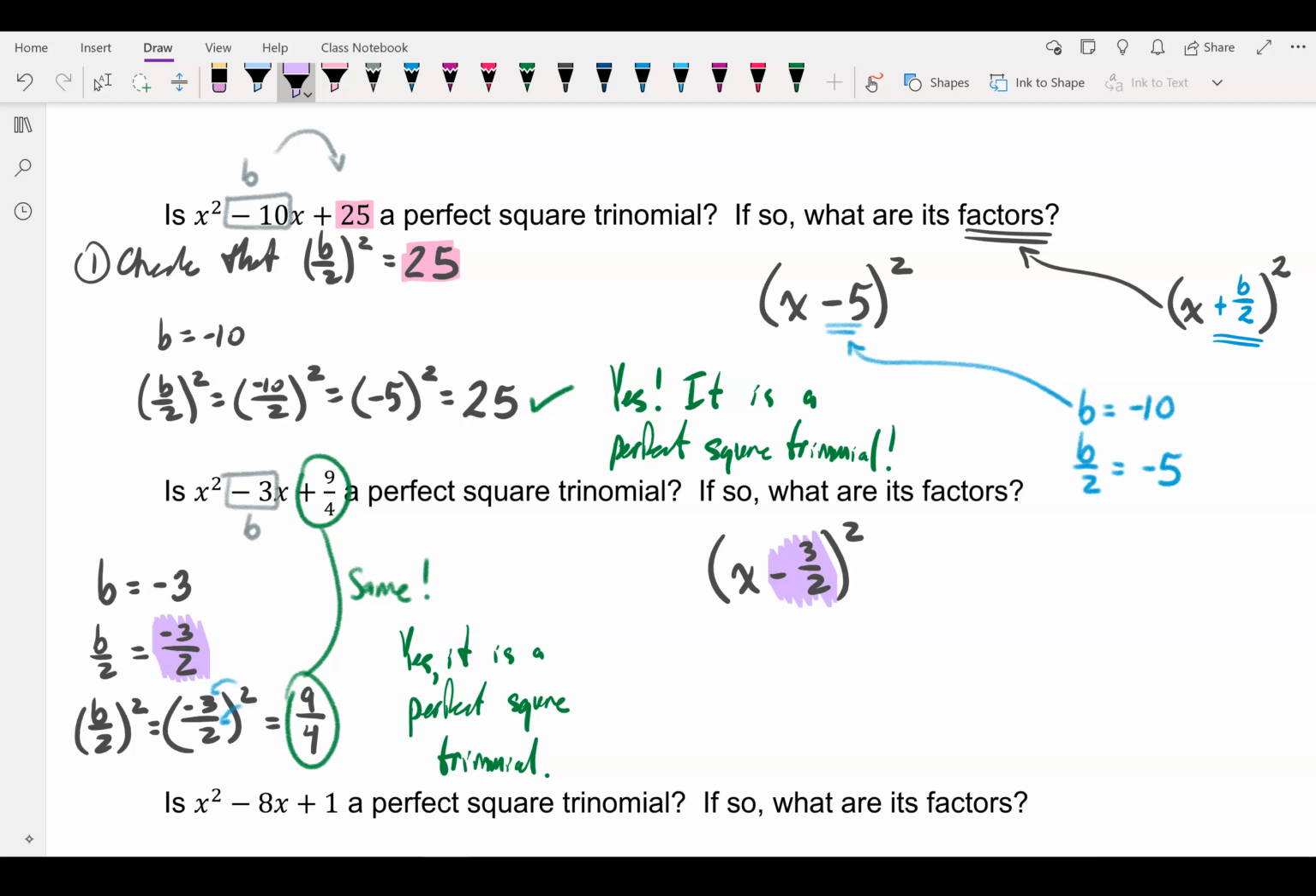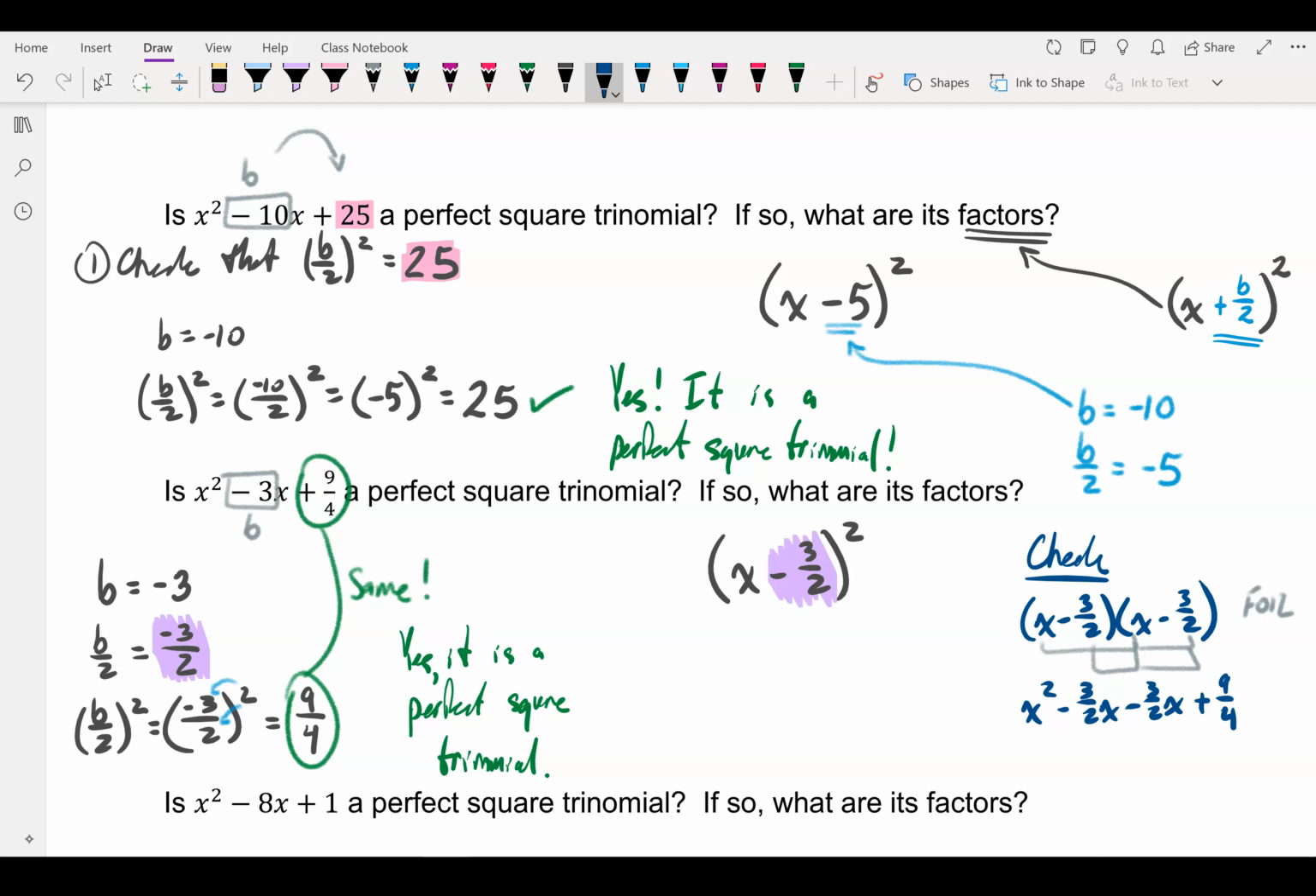These are the factors. If you wanted to do a little check, take (x minus 3/2), break it into two pieces and expand it out. Do FOIL on it: first, outside, inside, last. What you would get is x squared minus 3/2 x, minus 3/2 x, plus 9/4. And if you simplify that by combining like terms, you would get this.